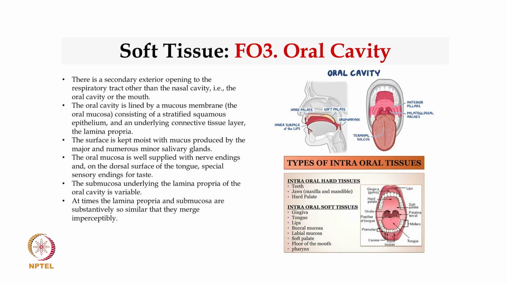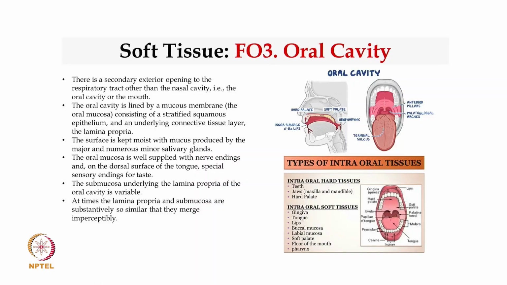The oral mucosa is well supplied with nerve endings, right? And on the dorsal surface of the tongue, special sensory endings for taste are provided. The submucosa underlying the lamina propria of the oral cavity is variable. So these are a lot of terms in which certain soft tissues become functionally helpful, right? At times the lamina propria or the submucosa are so similar that they merge imperceptibly, without you having to distinguish between them, right?